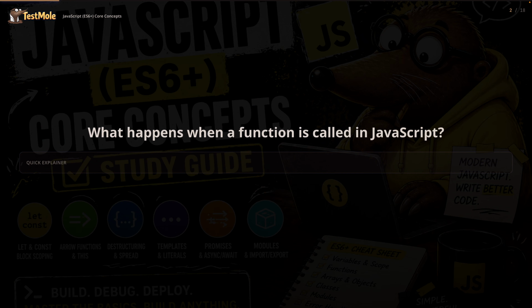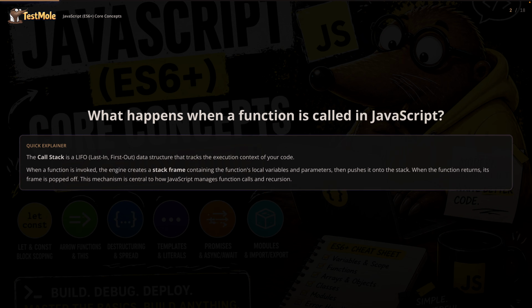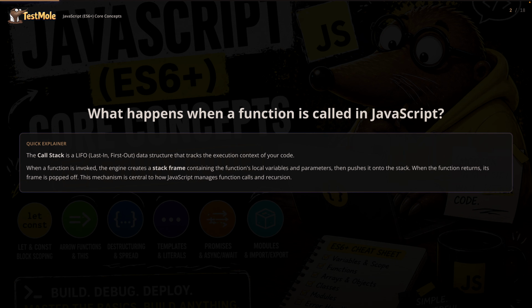What happens when a function is called in JavaScript? The call stack is a LIFO, last in, first out, data structure that tracks the execution context of your code. When a function is invoked, the engine creates a stack frame containing the function's local variables and parameters, then pushes it onto the stack. When the function returns, its frame is popped off. This mechanism is central to how JavaScript manages function calls and recursion.